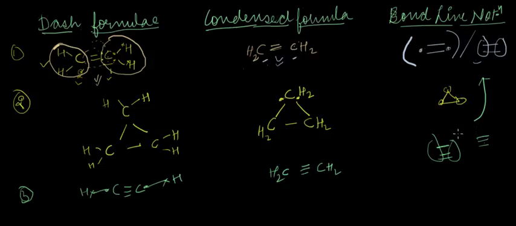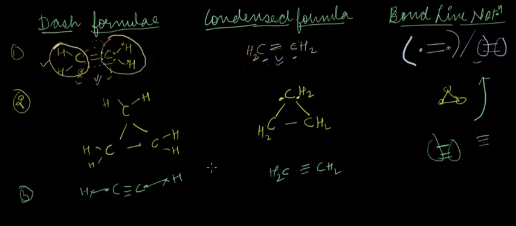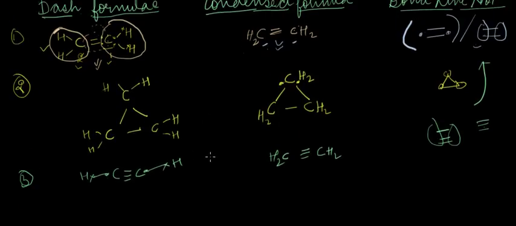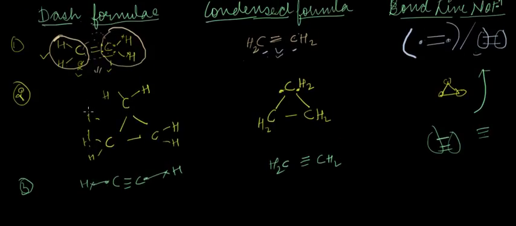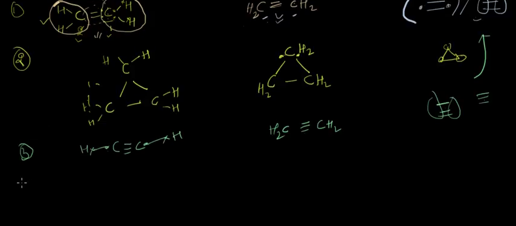Okay. Now let us look into the example wherein we need to substitute some atoms which are different than hydrogen atoms but are connected to the carbon atoms. Just like for example, oxygen is attached to the carbon atom instead of hydrogen atoms. So what happens when we have to write the bond dash formula and condensed and bond line notation for those types of organic compounds? Okay, so let's take an example for the same.